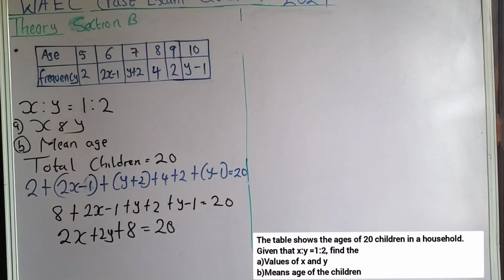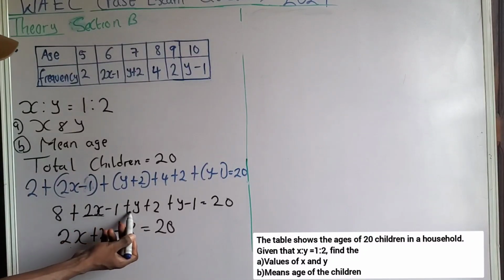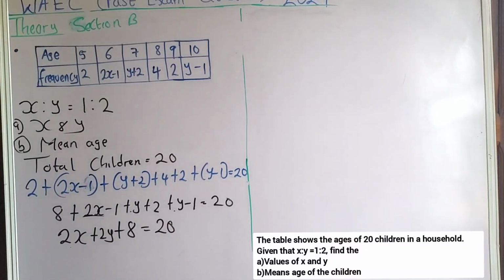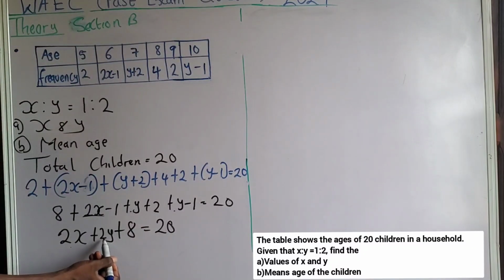I just collected like terms, you understand? The terms that are similar to each other. Now, we have only one 2x here. There are no other numbers that carry 2x, so I have 2x. Now, we have positive y here, and positive y here. If you have both y together, you're going to have plus 2y, right?